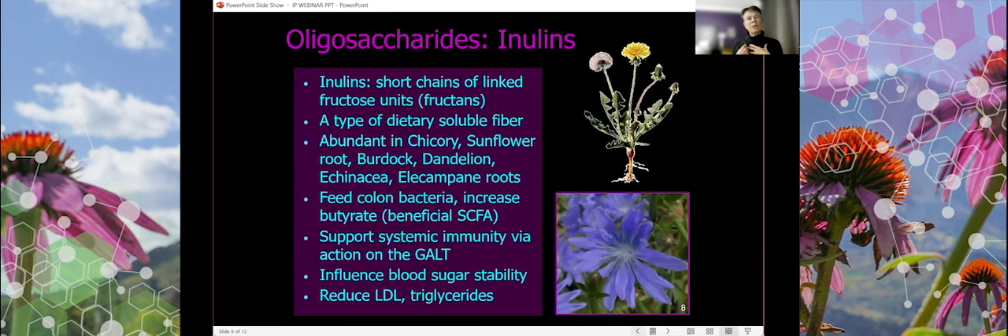So your Asteraceae plants really feature inulins in their roots. Maybe not all of them, but it's kind of typical of Asteraceae. Chicory, sunflower root. Wait a minute, what's sunflower root? That's what we call Jerusalem artichokes. They're the roots of a Native American sunflower. Burdock, famous one, dandelion, elecampane, which is Inula helenium, and inulins are named after Inula, right?